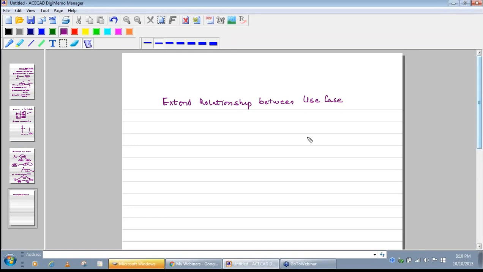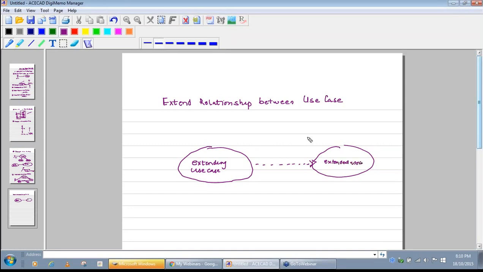And as is the convention, I will just show it to you. So the extending use case will optionally extend its functionality to the extended use case, and the arrow is the same as that of the include relationship, the only thing is that on top, in guillemets, "extends" will be written.